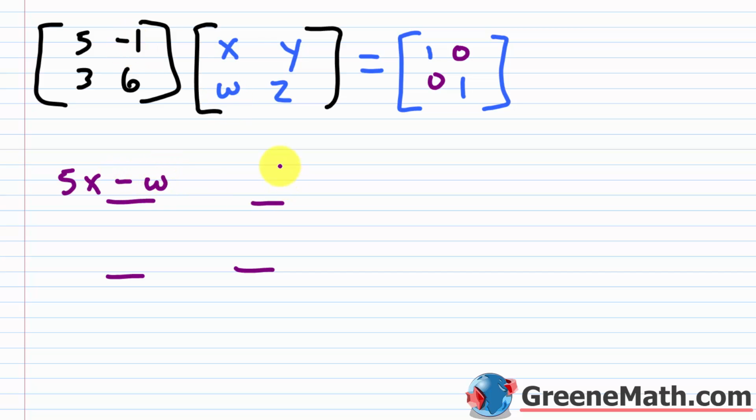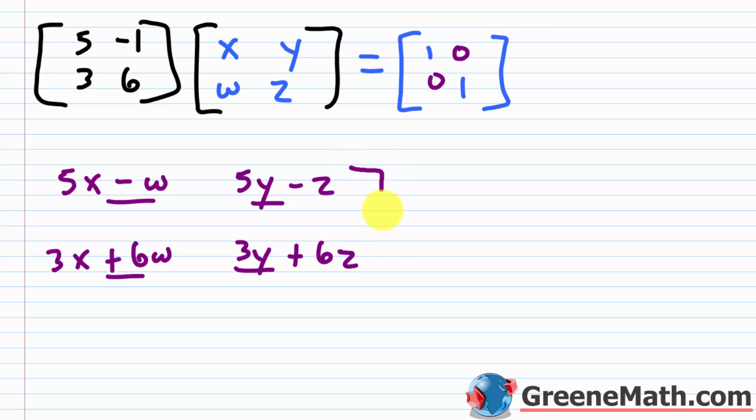Then for this entry, I would do this row times this column. So 5 times Y is 5Y. And then -1 times Z, we'd have minus Z. Okay, then for this entry, I would do this row times this column. So I would have 3X plus, you'd have 6W, okay? And then lastly, I would do this row times this column, 3Y, okay, plus 6Z. All right, so far, so good.